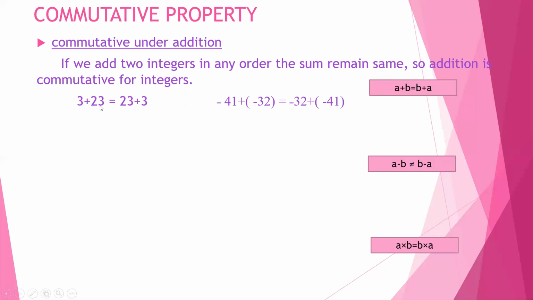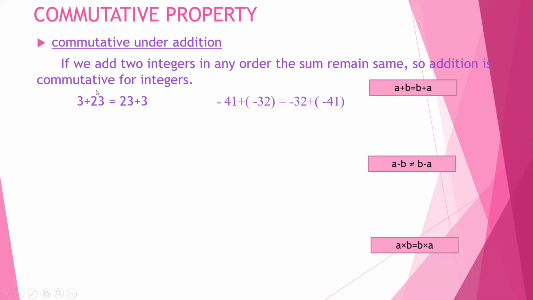Here we can take the example 3 plus 23, which is 26, and 23 plus 3. When I'm changing the order from a plus b to b plus a, again I'm getting 26 only. Here, minus 41 plus negative 32: this is negative and this is also negative, and according to the rule, when I'm adding, I'm getting negative 73. And here again, when I add negative 32 to minus 41, the answer is minus 73 only.